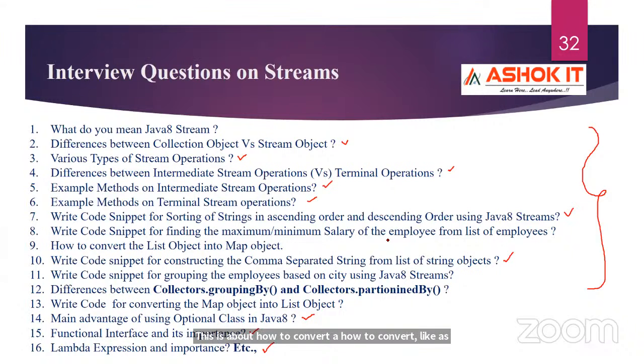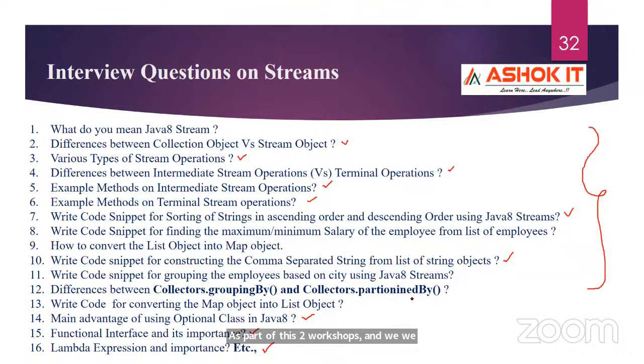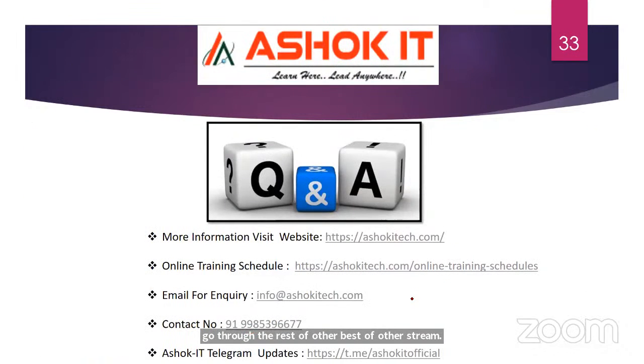Grouping by means what? Whenever you want to group the customers based on the city or based on the ratings, then you need to go for Collectors.groupingBy. That's all. These are some important interview questions that we completed as part of these two workshops, and you just need to go through the other important stream questions. This is all for the Java 8 workshop.